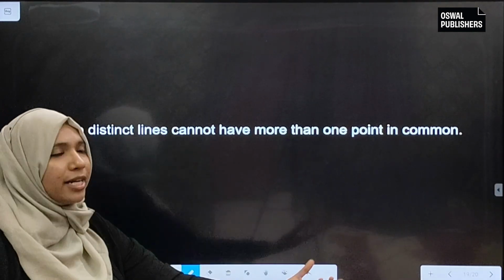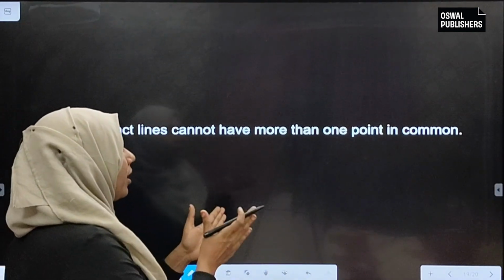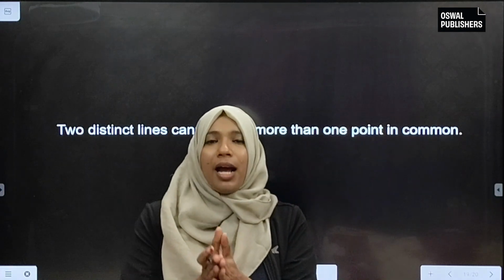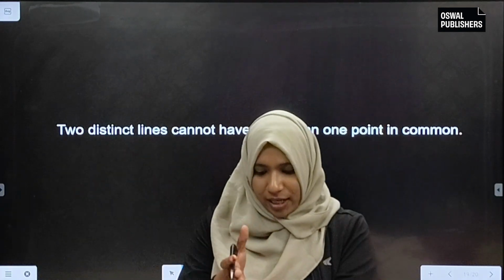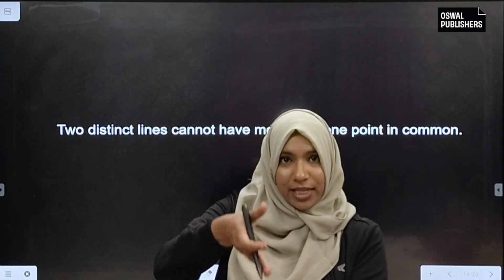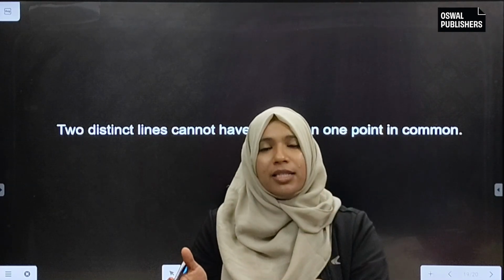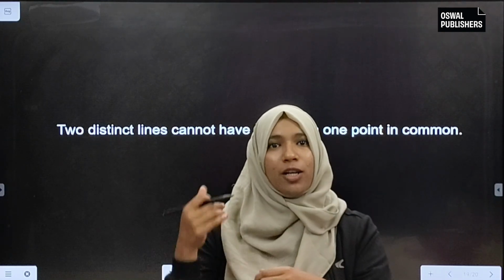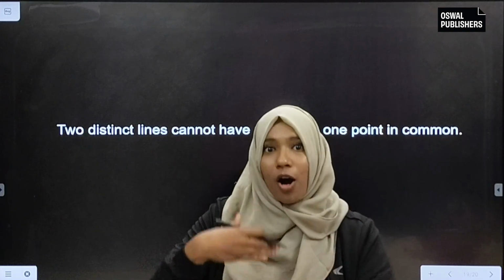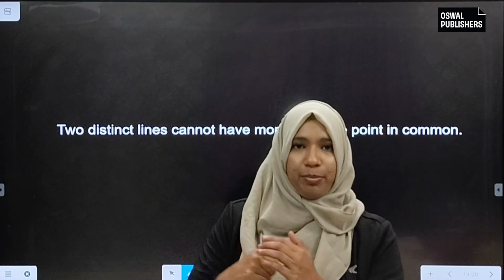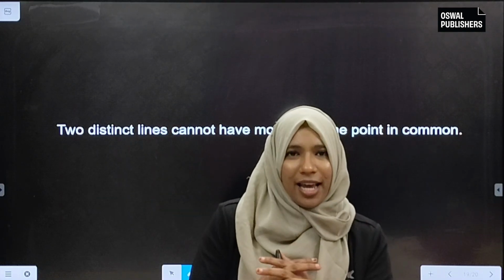So the correct statement is that two distinct lines cannot have more than one point in common, and I have to give evidence or proof for the statement I have said. The proof is that one of the axioms or postulates given by Euclid contradicts the contradiction of the statement. So this is the case about theorems.